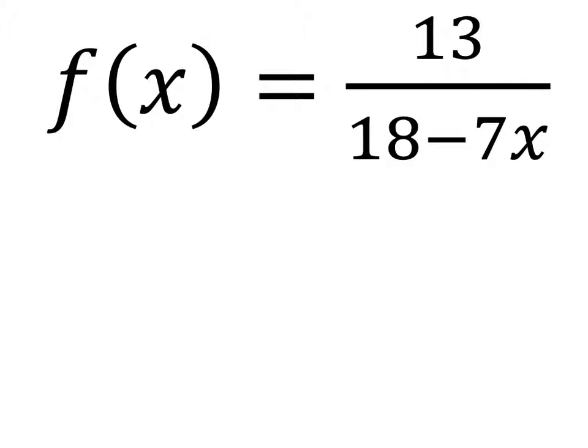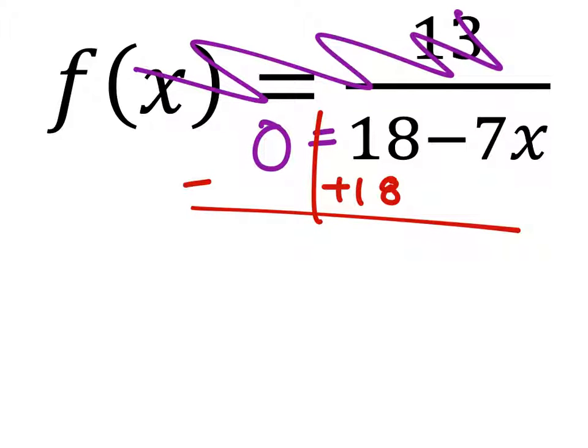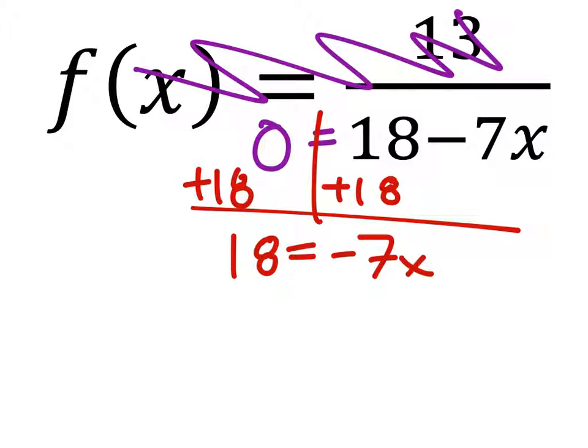This one will find the domain the same way. So if we can make this denominator equal to 0, we can ignore the rest of this garbage for now. All right. So if I wanted to solve this one, I would add 18 to both sides. So I get 18 equals negative 7x. And then I would divide both sides by negative 7. You have to subtract 18. What am I doing? Yeah. See what happens when you do too much math, man? It's a marathon. Let's subtract that.